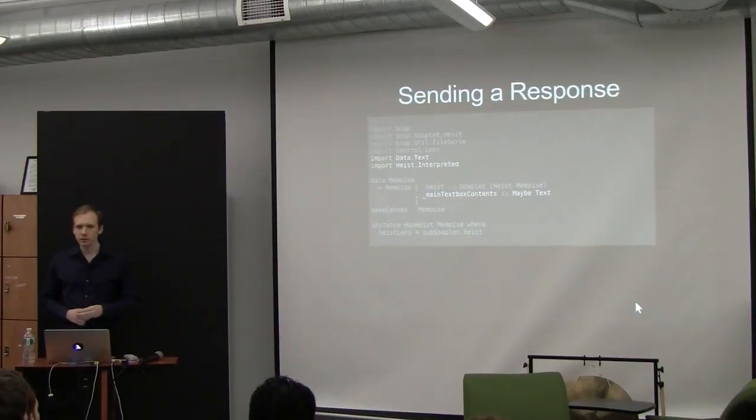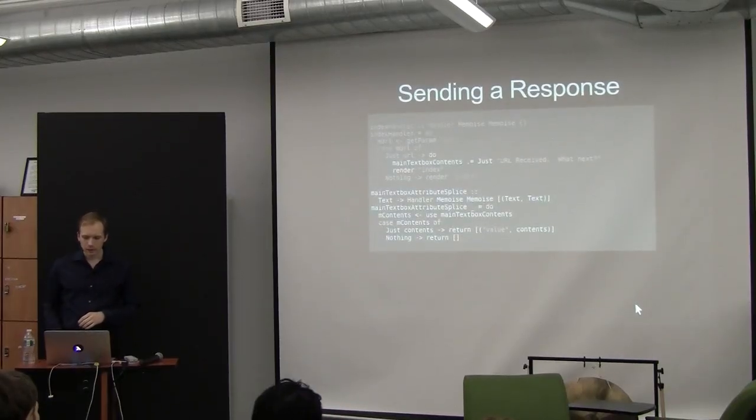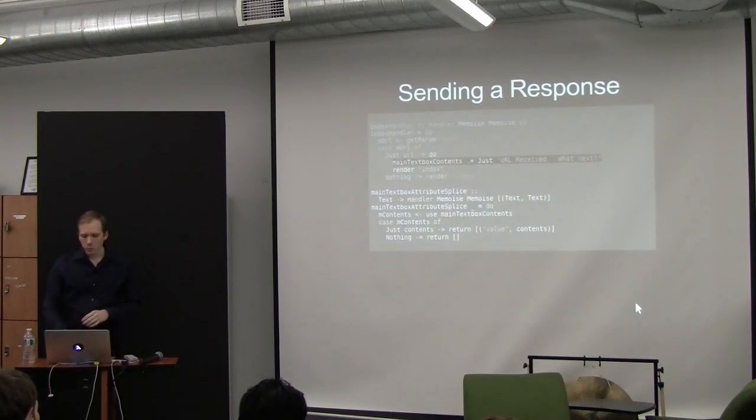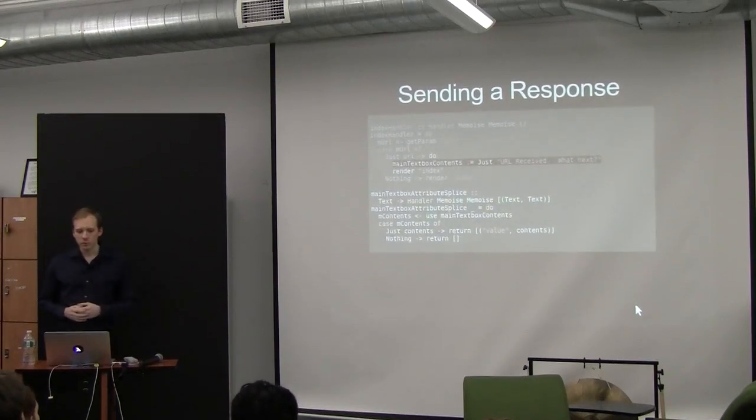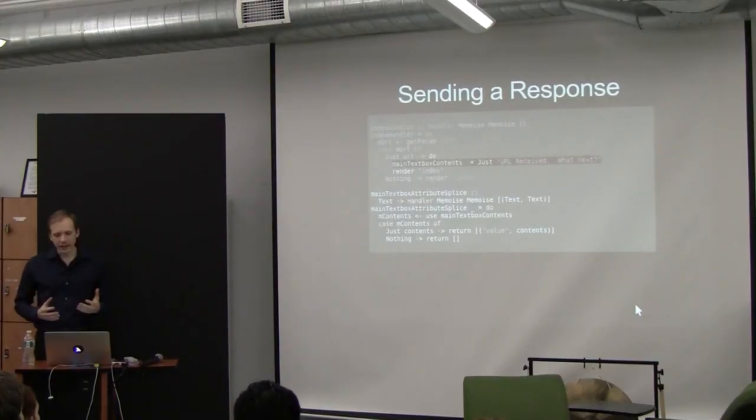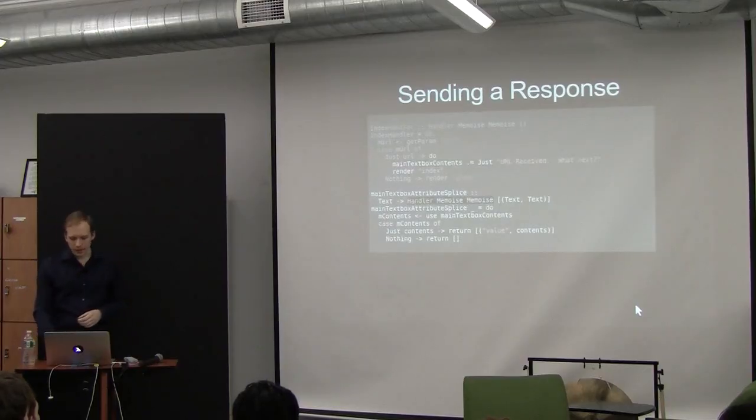So the first thing that we need to do is add somewhere in our environment for the data to come from. That's going to be a maybe text, because we won't always be giving a response. And I'm calling it main text box contents. Now, instead of redirecting the user when we receive a URL, what we're going to do instead is save a string that we're going to respond with into the main text box contents. And then we're going to render the index just like we normally would, and the splice will kick in.